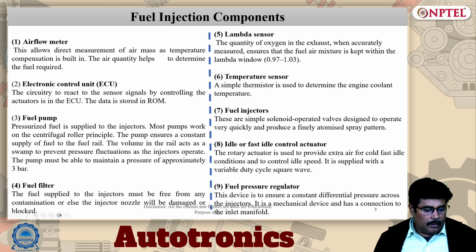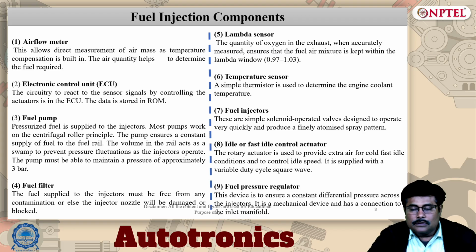Now, if we look into the various types of fuel injection components, there is an airflow meter. This allows a direct measurement of air mass, and temperature compensation is built in. So the air quantity helps to determine the fuel required. Then we have the electronic control unit, the circuitry to react to the sensor signal by controlling the actuators. In the ECU, the data is stored in the ROM.